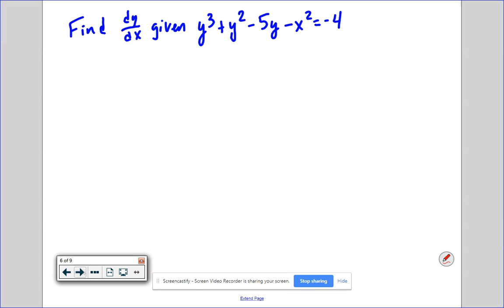So find dy/dx given y cubed plus y squared minus 5y minus x squared equals negative 4. Sorry, negative 4. Not that it matters. No, these are straight out of your books. Okay.